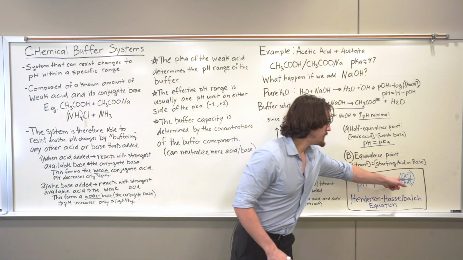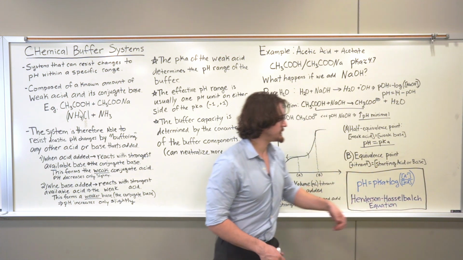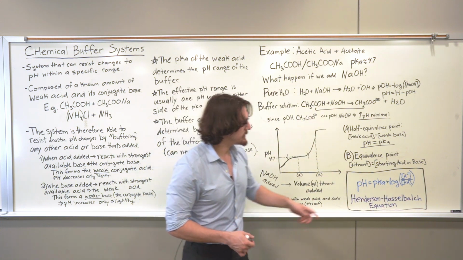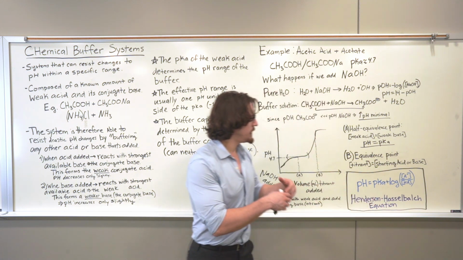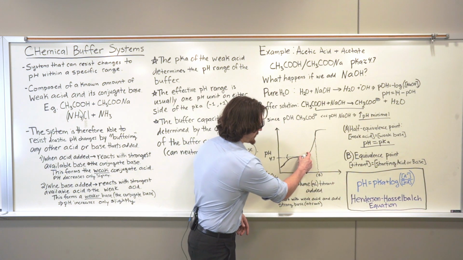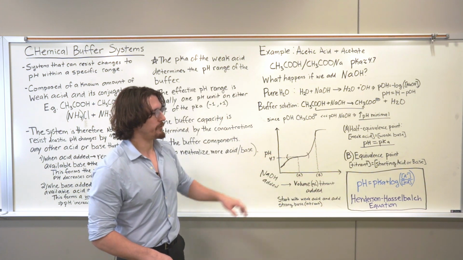But then if this quotient is greater than 1, so there's more conjugate base A minus than conjugate acid, then the log of that is positive. So you're adding something positive to the pKa. So the pH is greater than the pKa. So it's going to be somewhere here. Okay. But remember, this equation is only accurate within the buffer range primarily.